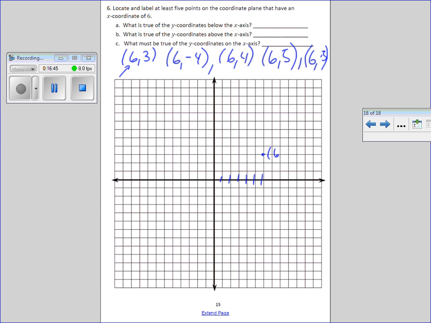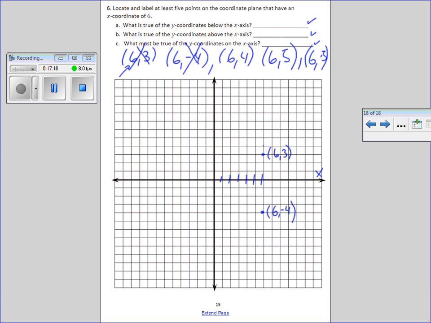I'll label it. And that's done. 6, negative 4. I know where I've got to go here. I'm along the axis. And my x has to be 6, but now I've got to go down 4. And I realize yours might be different. But the concept, no matter what you plotted, these answers will all be the same for all of you. It should be. Okay, done.